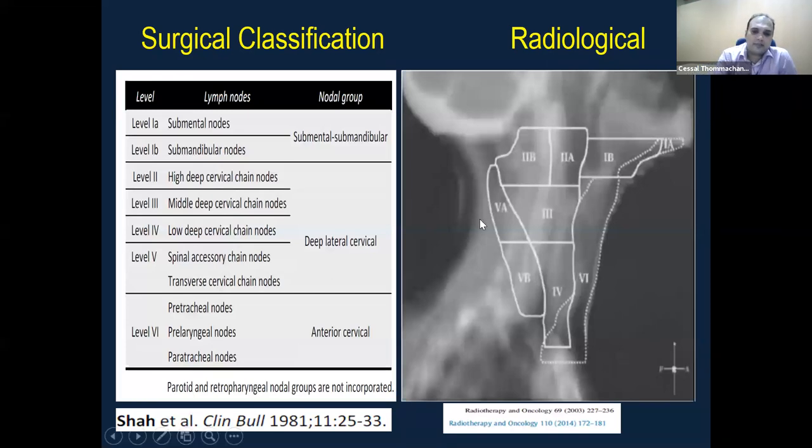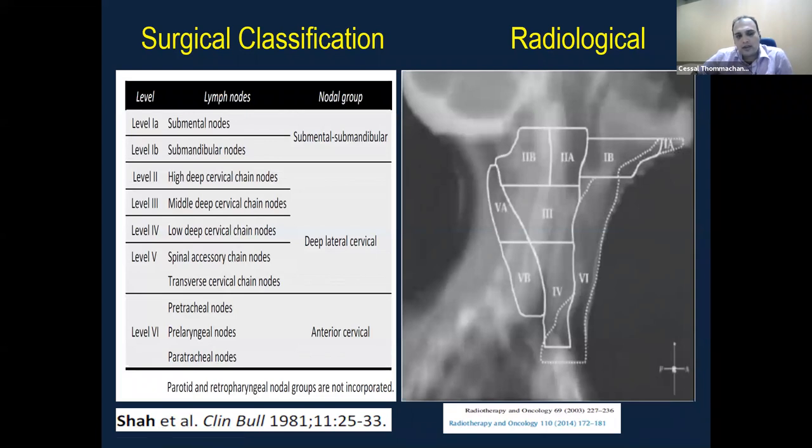Level 5 lymph nodes are divided into level 5A and 5B. We will discuss all these classifications later in the course of the lecture. Level 5 is usually unique for one, carcinoma nasopharynx, and second, non-Hodgkin's lymphoma. So these are the two classic causes of posterior cervical lymph nodes. When you have a level 5 lymph node, you have to think more of these two possibilities.